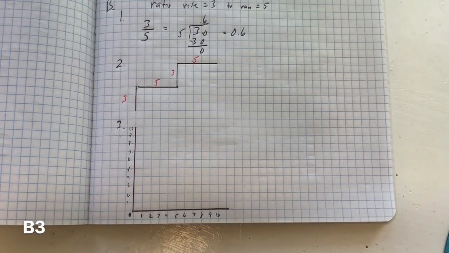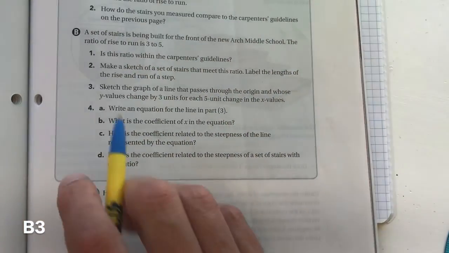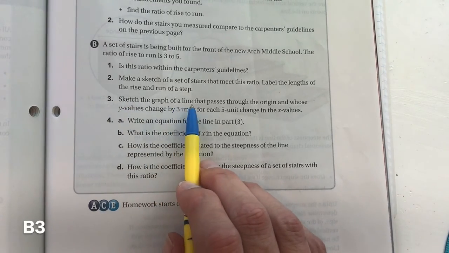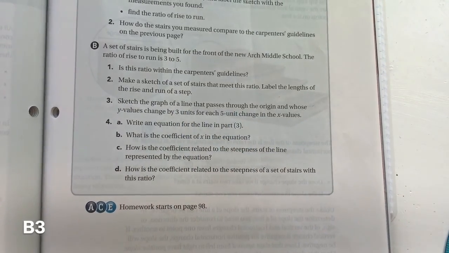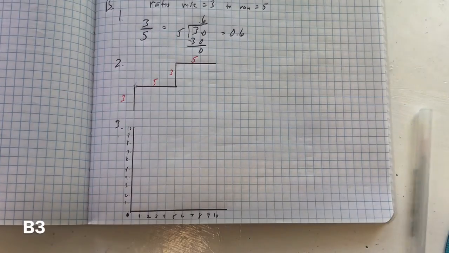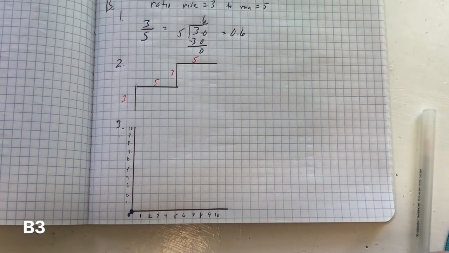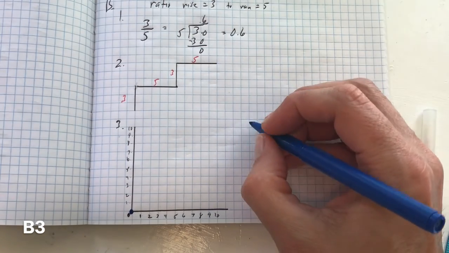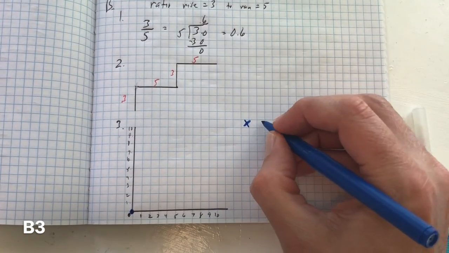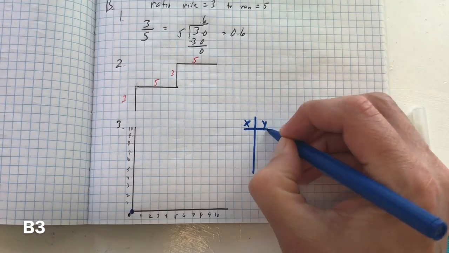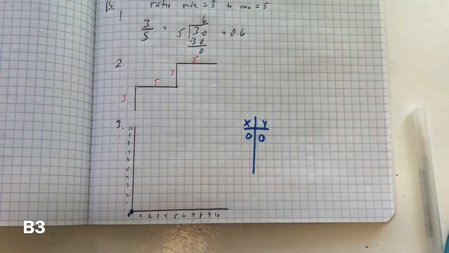Now, the directions here are a little bit unique. We have to be really careful here. So it says, sketch a graph of a line that passes through the origin. Let's stop there. Passes through the origin. That means we know that the origin is right here. That's going to be the first part. So that's going to be an ordered pair. If I know that my x and my y values are going to be here, I'm going to have a 0 and 0.